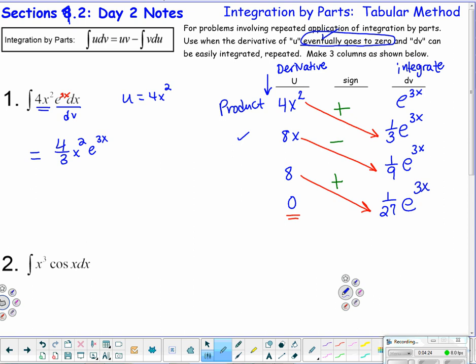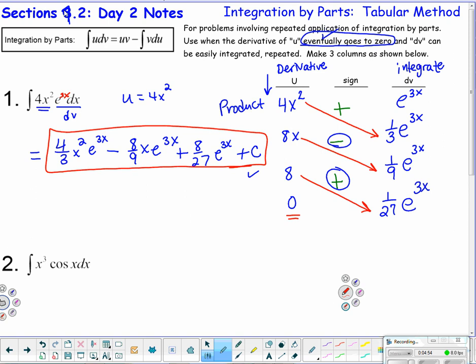Now I'm down to the next one. 8x times 1/9 e to the 3x, and it will have a negative with it. So negative 8/9 x e to the 3x. The next one now, I'm taking 8 times 1/27 e to the 3x, and its sign is positive, so I have a plus 8/27 e to the 3x. And our final part is the plus c. That is the answer. It's that easy.